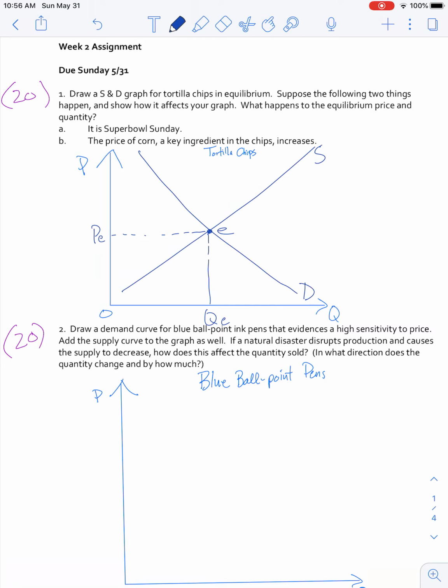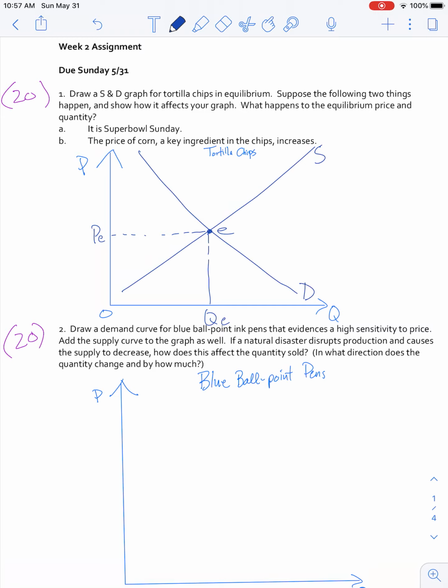One, it's Super Bowl Sunday. How would that affect the supply or demand for tortilla chips? Well, it probably doesn't have any effect on the supply, but does it affect the demand curve? Well, people tend to get together and have parties, they sit around, they watch the game, they eat snacks. So I'm going to say I think the demand for tortilla chips is going to increase.